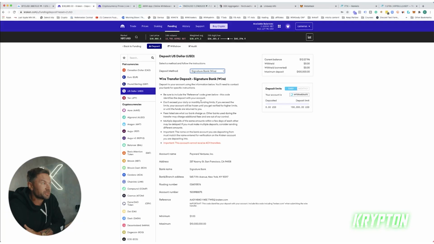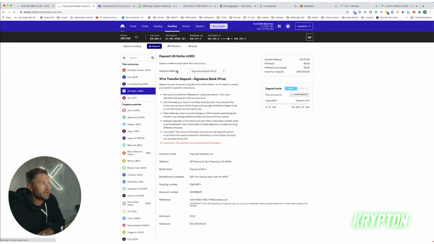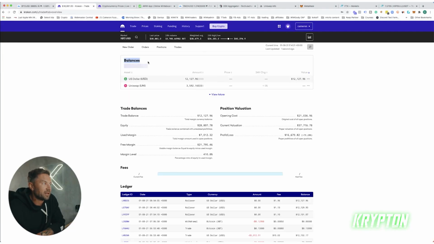It's going to take a little bit, but you're also going to have to do all the verification processes first in order to get to this point of actually being able to wire money into your account. So once you have your money wired into your account, you basically have, under the balances, what is basically called a wallet essentially as well.